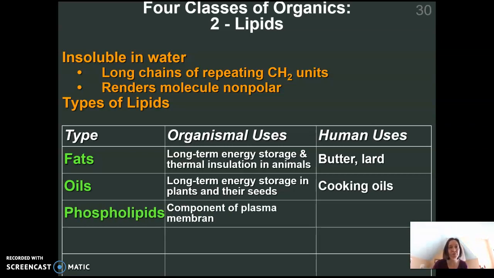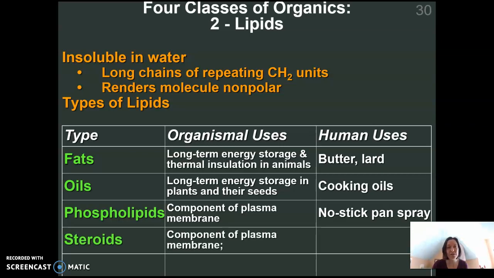There's also another type of lipid called a phospholipid, which is part of the plasma membrane. It's a lipid with a phosphate group attached to it, and that's a non-stick pan spray. We'll talk more about those as we talk about the cell because we'll focus on the plasma membrane and its importance. Those phospholipids play a real critical role in the function of the plasma membrane.